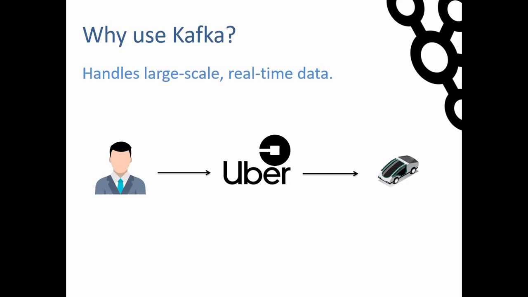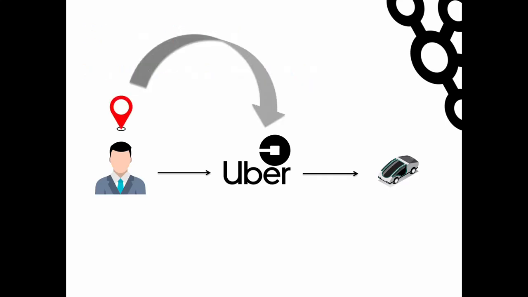While you're booking your ride, Kafka streams your location data to Uber's system. It processes thousands of requests in real time, matching drivers within seconds. If a driver cancels, Kafka seamlessly finds another driver without delay.